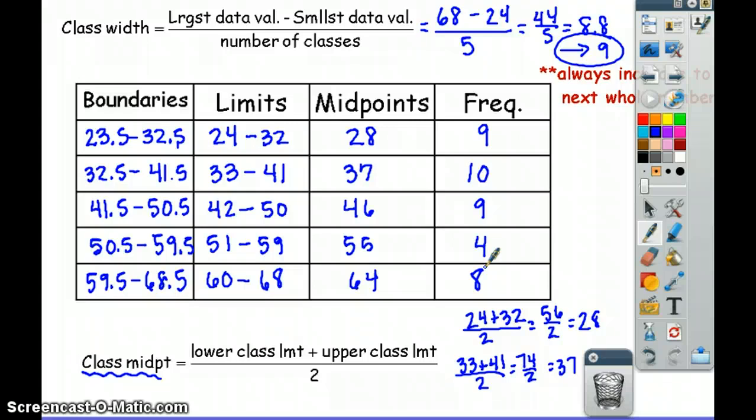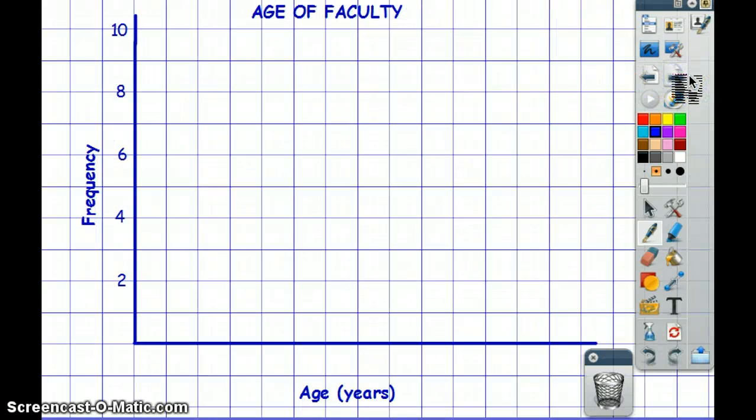We have all our data now. This is called our frequency table. And we're going to take that data and translate it into a histogram. So my frequency is already listed along my y-axis. My age is going to be along my x-axis, and then I'm going to make my histogram, which looks like a bar graph, except remember the width represents a number and the bars do not have any gaps between them.